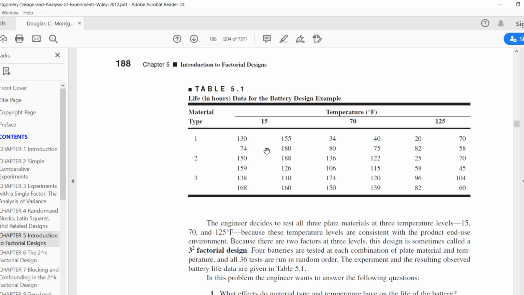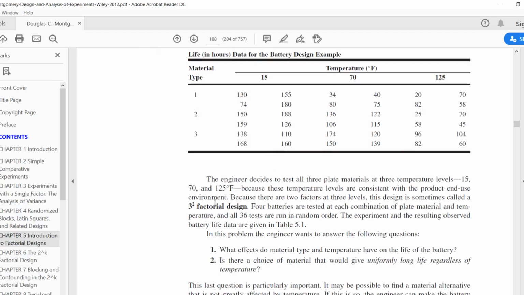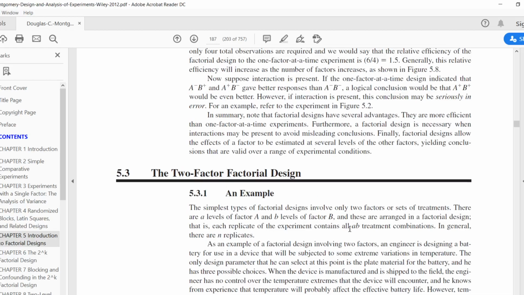Okay, hopefully that was enough time. So for material type, let's say that's factor A, and 1 is level 1 of factor A, 2 is level 2 of factor A, 3 is level 3 of factor A. Temperature is factor B: 15 is level 1 of B, 70 is level 2 of B, and 125 is level 3 of B. We call this a 3^2 factorial design because there's 3 levels times 3 levels. And remember, this is based on the idea of the a times b treatment combinations.